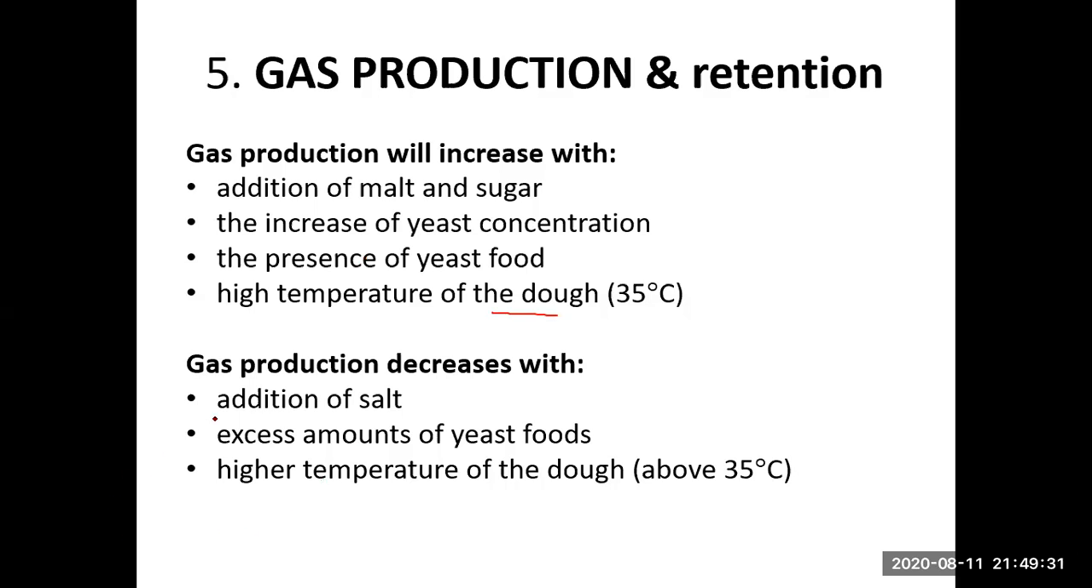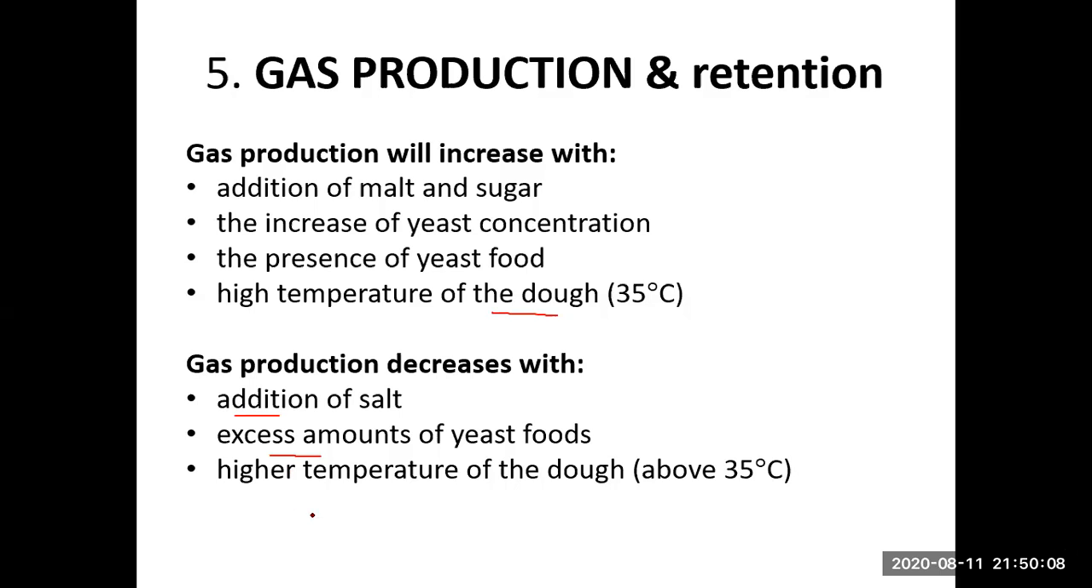But if the opposite happens, that can decrease your gas production, like the addition of salt instead of sugar, or an additional amount of yeast food, or your sugar is not given in the appropriate amount. If the yeast is in excess, for example, for 5 gram of yeast you have given almost 500 gram of sugar, what happens? Yeast will be tired to produce carbon dioxide, and then gas production will be decreased.